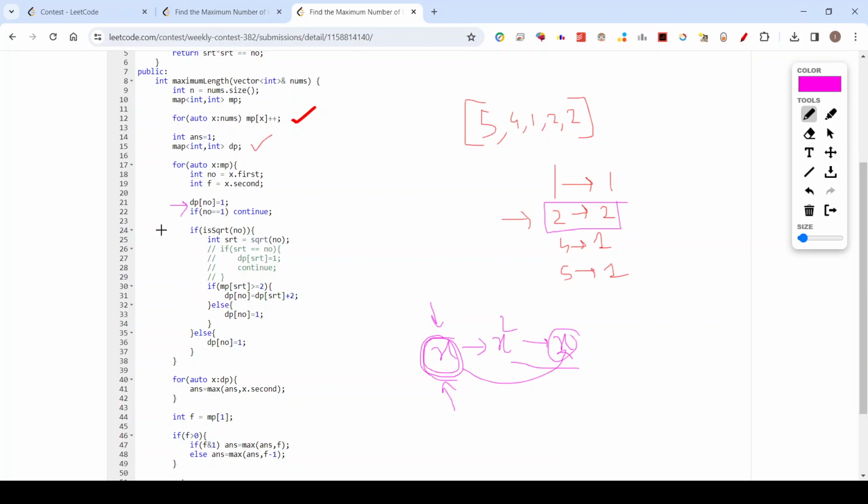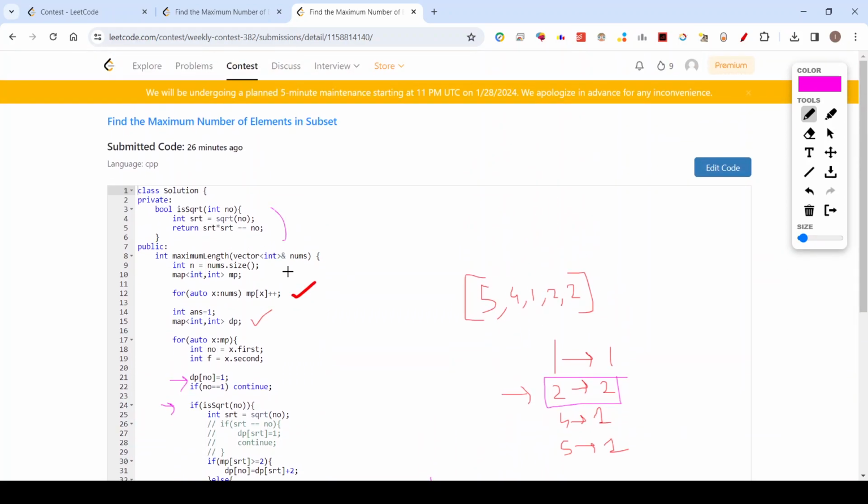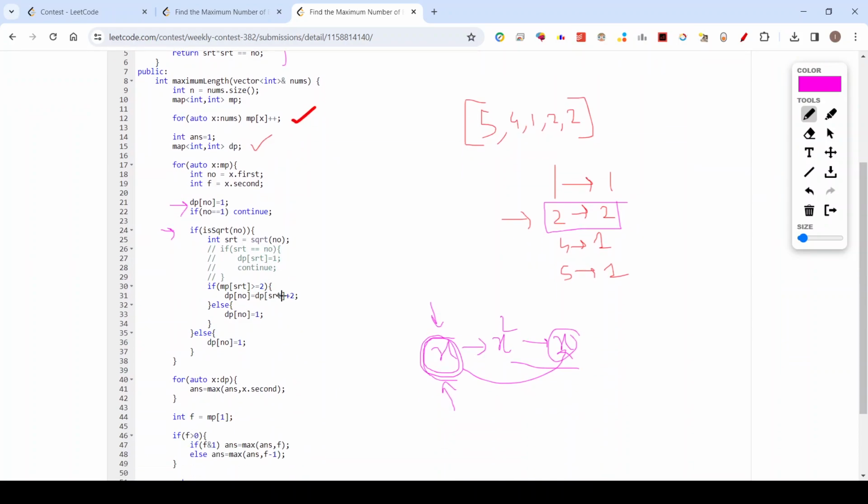So if this number is a square root, is square root just checks whether it's a perfect square or not, you can see here. So if it is a square root, and there are 2 elements which exist of the square root, because there would be a minimum of 2, then I would be able to add this extra element. So dp of number would be dp of square root plus 2. Otherwise, if I'm not able to add this number, I would just maintain the previous length only. So it would be dp of number equals 1.